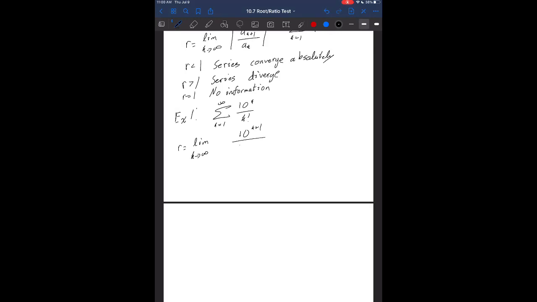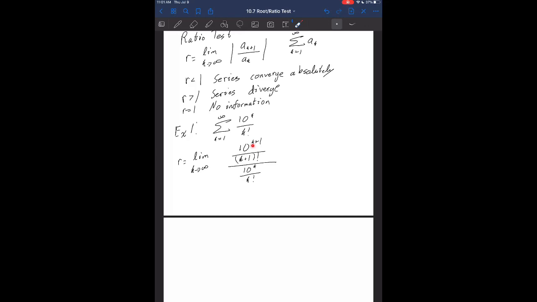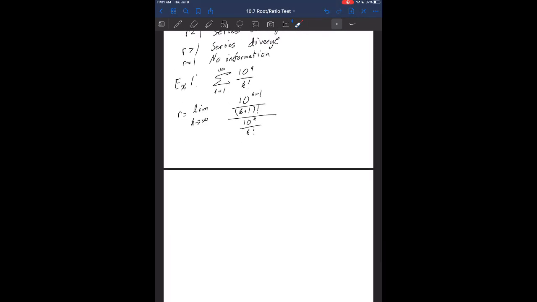What we need to do is calculate this r, which is going to be the limit as k goes to infinity of 10 to the k plus 1 over k plus 1 factorial, all divided by 10 to the k over k factorial. Note that I did drop the absolute value signs. That's completely okay because each of these terms is positive, so when you divide a positive number by a positive number, you'll always get a positive number out. So we're trying to calculate this limit.